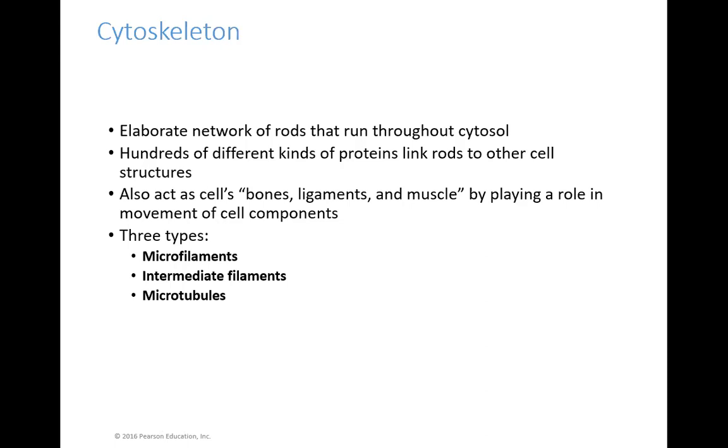The cells anchor themselves to other structures so they can do things. They can have shapes. We have basement membranes underneath our epithelial layers. All this is due to these cytoskeletons. Now, the skeleton has three distinct types. It has what are called microfilaments, intermediate filaments, and microtubules.